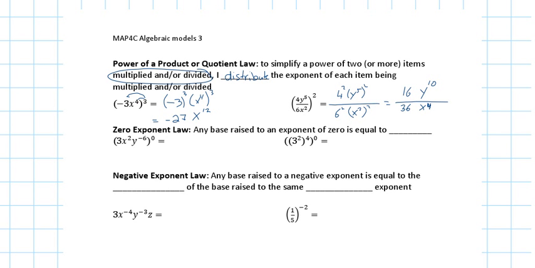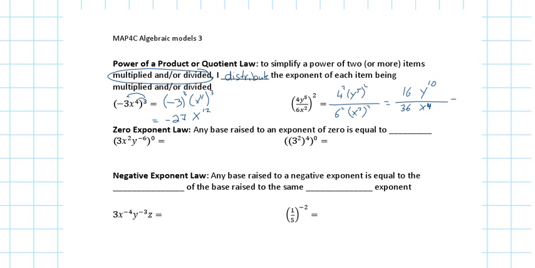Can I simplify the 10 and 4? No, because they don't have the same base. So what can I divide both 16 and 36 by? 4. Because I can divide both by 4.